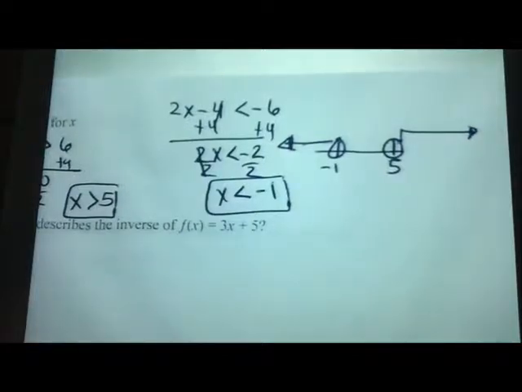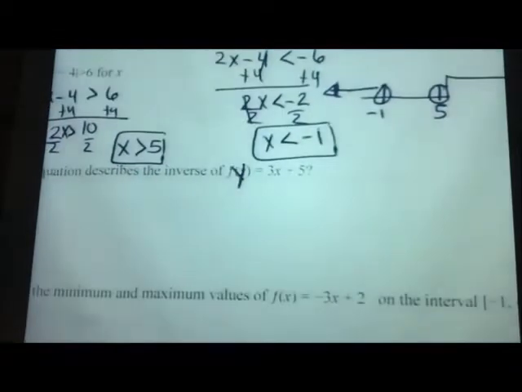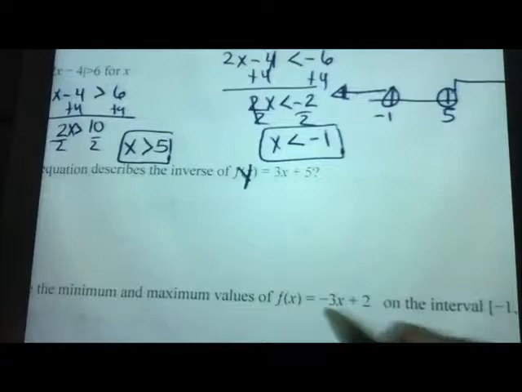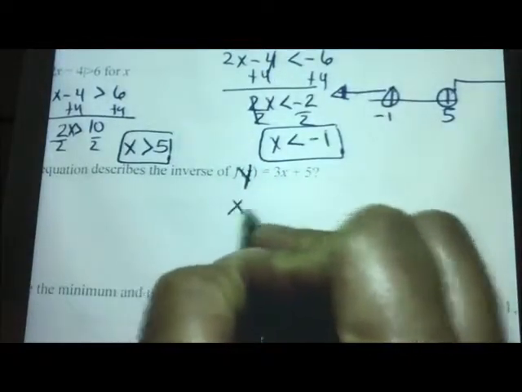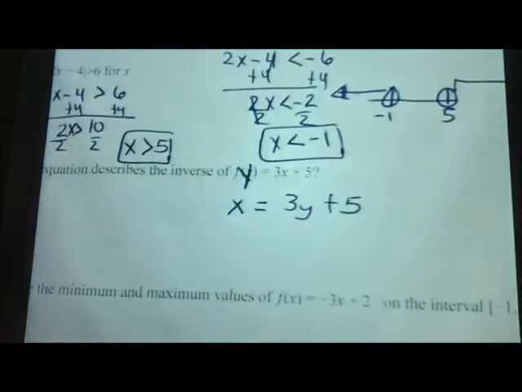Now, for the next problem, we have y equals 3x plus 5. We need to understand that we need to switch the values here. So this becomes x equals 3y plus 5. That's the first thing. We need to know that your x and y switch, and then we have to solve for the new y.